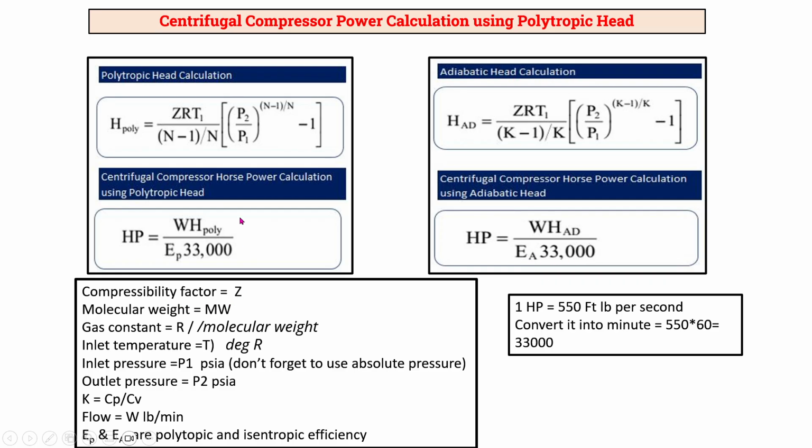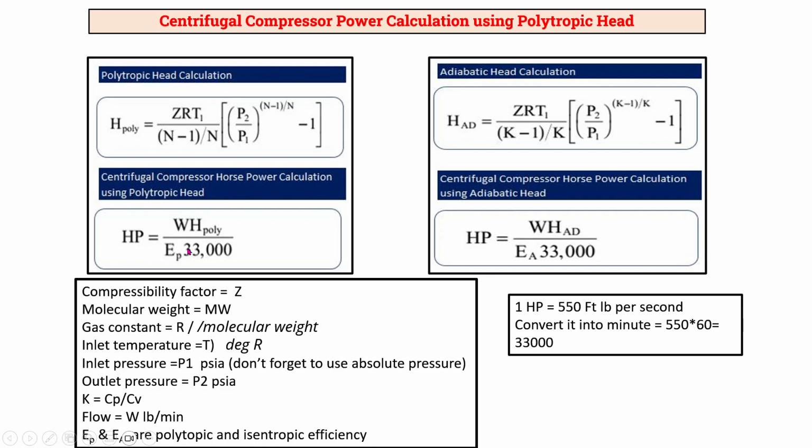Here Z is the compressibility factor, molecular weight is MW, and gas constant R is the universal gas constant per molecular weight. Temperature is in degrees Rankine, pressures P1 and P2 are all absolute, k is the specific heat ratio, flow is W pounds per minute, and Ep and Ea are the polytropic and adiabatic efficiency.